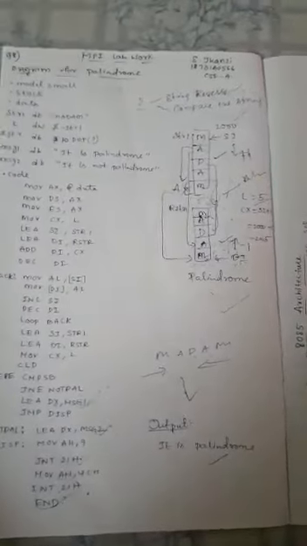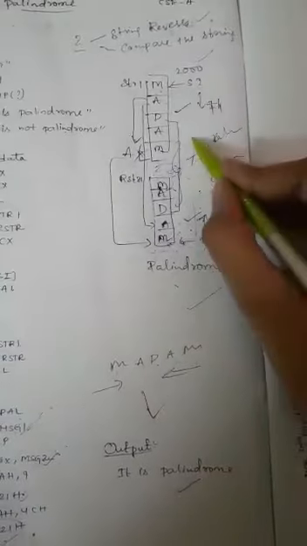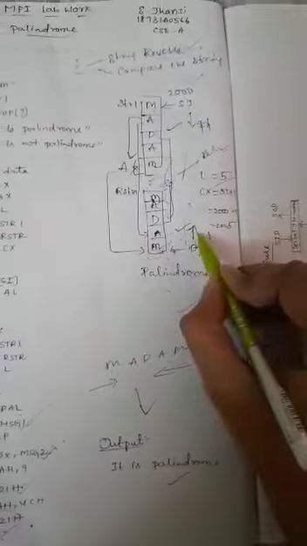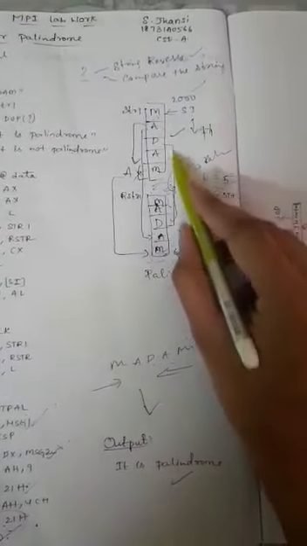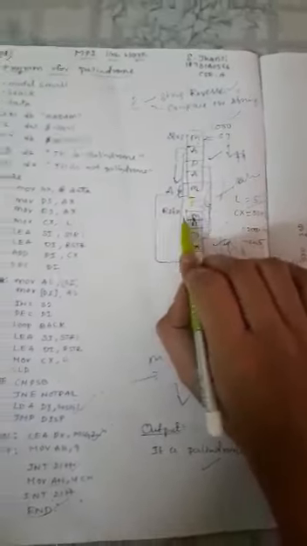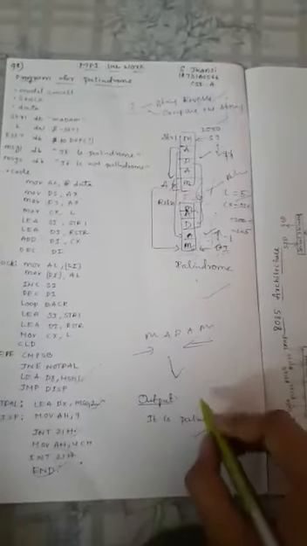That's it. So the important point is that the source index gets incremented, the DI register gets decremented, and this process continues. Again the string is compared; if both are equal, palindrome, otherwise not a palindrome. This is the output we get for this program.